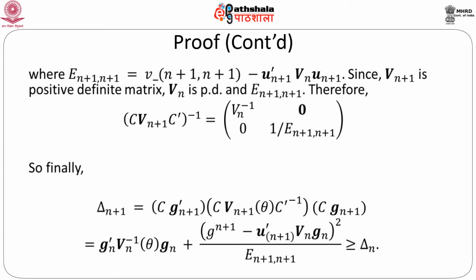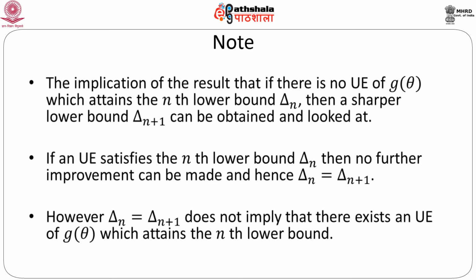Therefore, delta n plus 1 is greater than or equal to delta n. The implication of the result is that if there is no unbiased estimator of g theta which attains the nth lower bound delta n, then a sharper lower bound delta n plus 1 can be obtained and looked at. If an unbiased estimator satisfies the nth lower bound delta n, then no further improvement can be made and hence delta n plus 1 is equal to delta n.